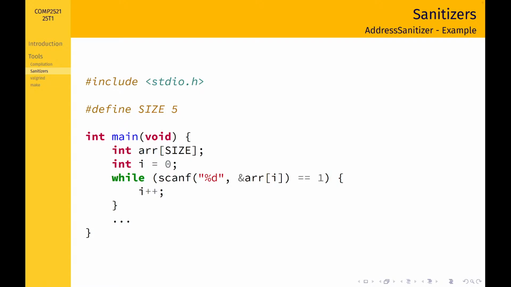Okay, so here is an example of a program with a bug that will get caught by address sanitizer. Have a read of this program and see if you can spot the problem, and I'll give you a bit of time for that. Okay, so can anyone see what the problem is? Yes, exactly. We're initializing an array of size 5, and then we read into the array, but we don't stop when we've read 5 elements. We just keep going, which means the program is going to try to write outside of the array, past the 5th element.